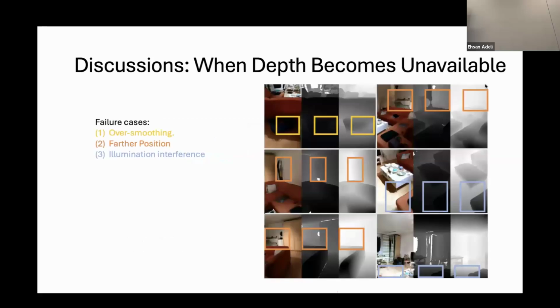At the end, we present and identify 3 popular failure cases when utilizing depth estimation for 3D SGP. The first one is oversmoothing. The estimated depth might be insensitive to the object boundary. The second one is far position. The depth information at further positions might be easily omitted during its optimization. And the third one is illumination interference. The scale of the estimated depth could be impacted by the illumination changes.